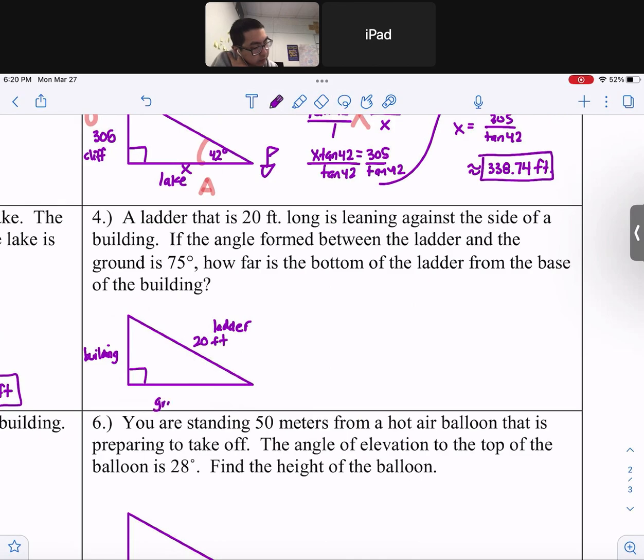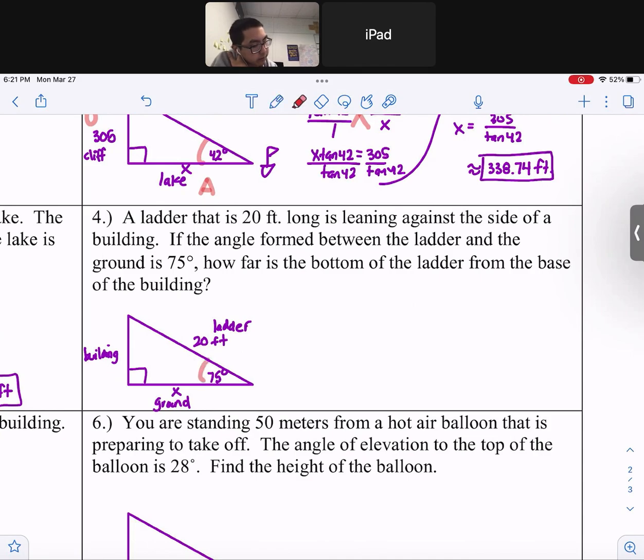So here's the ground, everybody. So the angle formed between the ladder and the ground is right here. If that's 75 degrees, how far is the bottom of the ladder to the base of the building? What is that distance? That's what we're trying to find. Bottom of the ladder to the base of the building, so we're trying to find that right there.